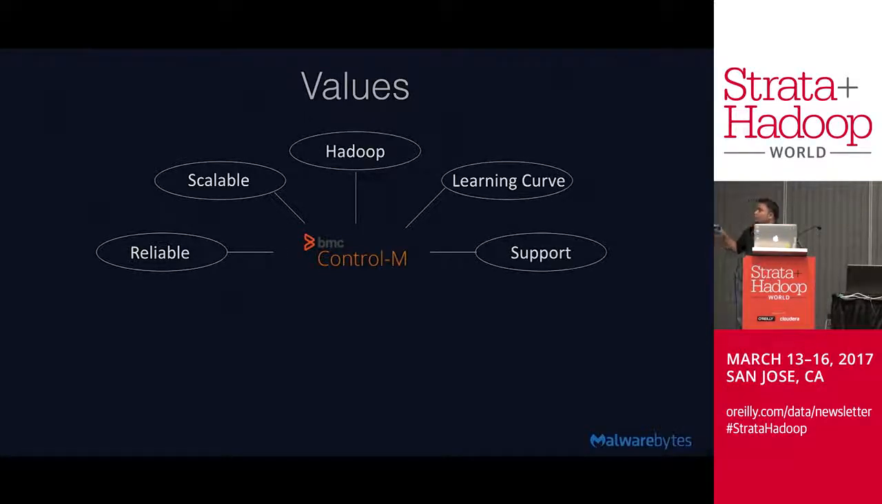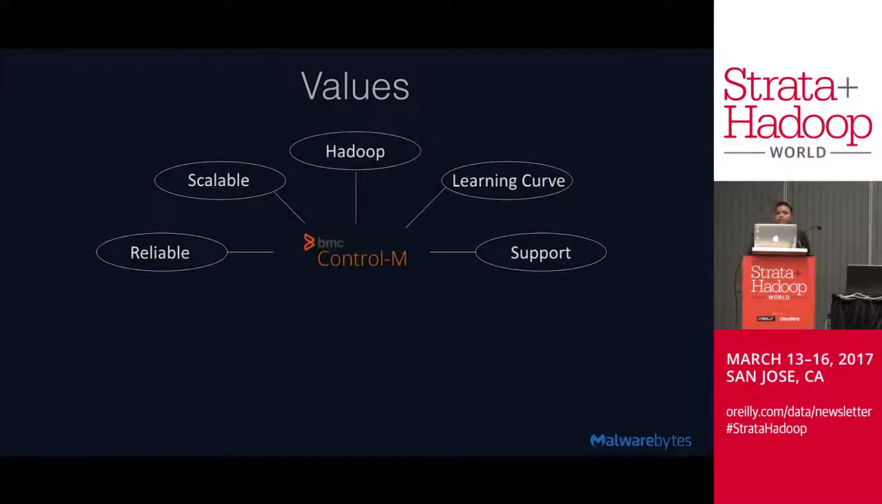Control M for us was very reliable. At the end of the POC, I went and talked to my DevOps engineers and the developers on our team and asked them, how much time did you actually spend on this tool? And to my surprise, nobody had actually spent any time. So it didn't require any maintenance, it didn't require any curating, it was perfect. It was very reliable.